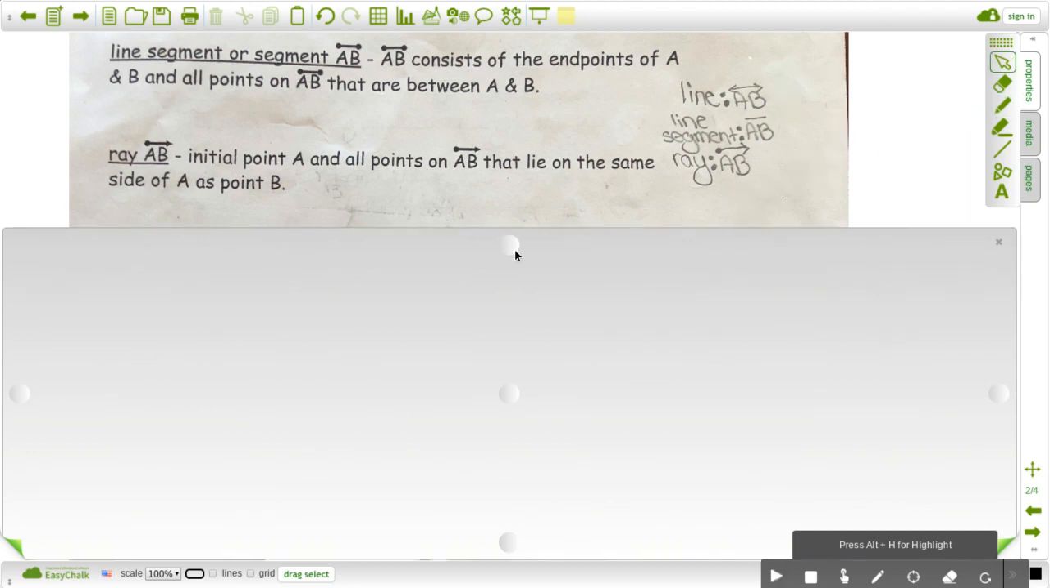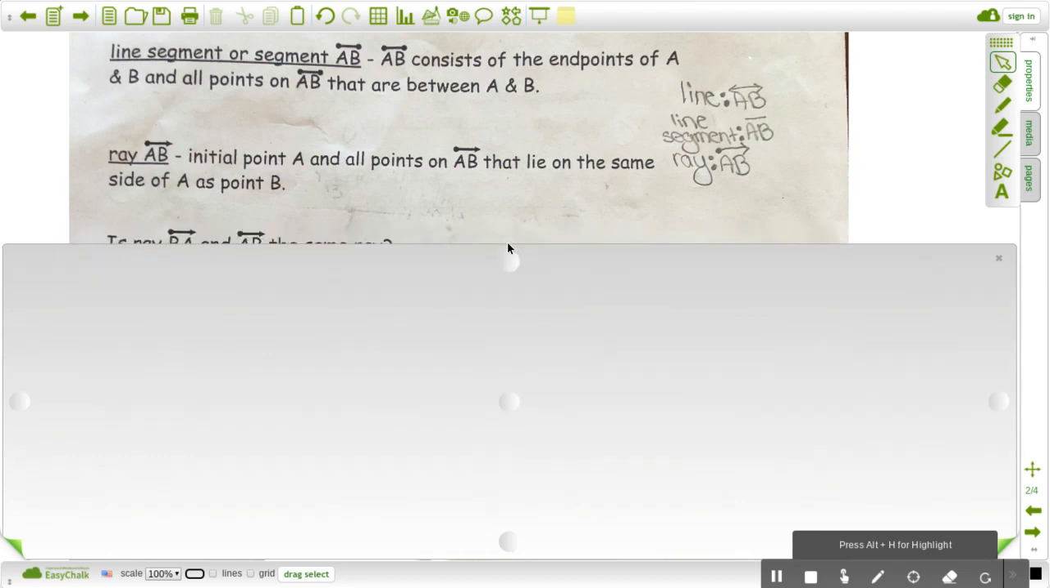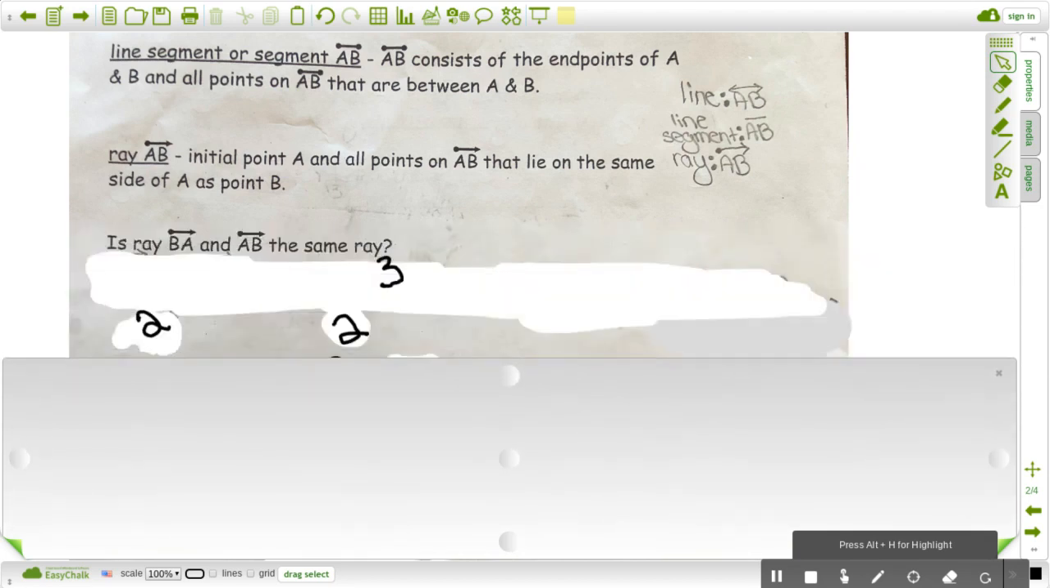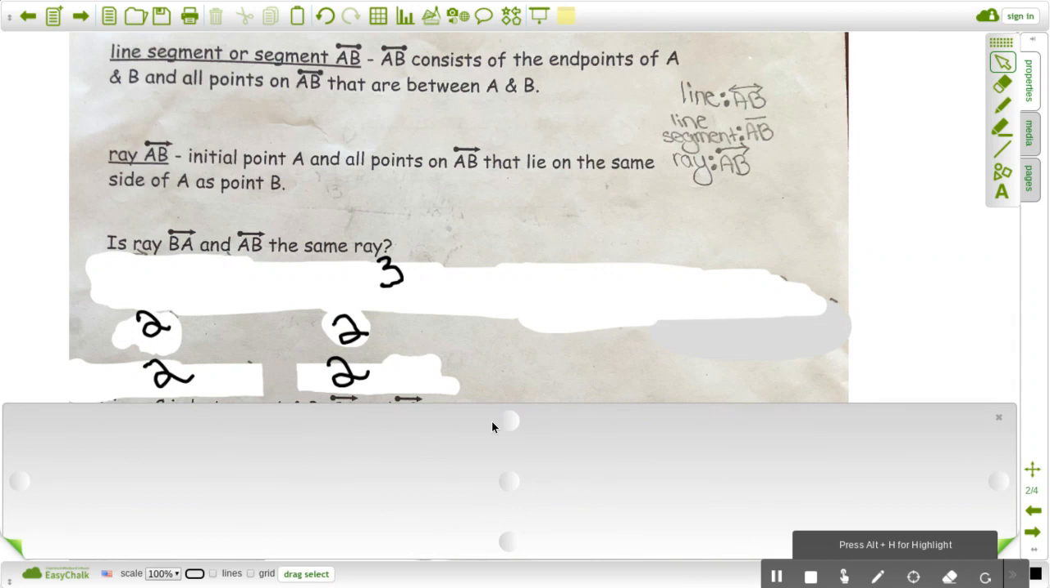Let's move on. So here's a question on what we discussed before. Is ray BA and ray AB the same ray? And if you know how to answer this, that's really good because it will be very useful. Ray BA and ray AB, I'm telling you right now, is not the same ray. Because if you draw it, B would be the endpoint, but here A would be the endpoint. So let's see.